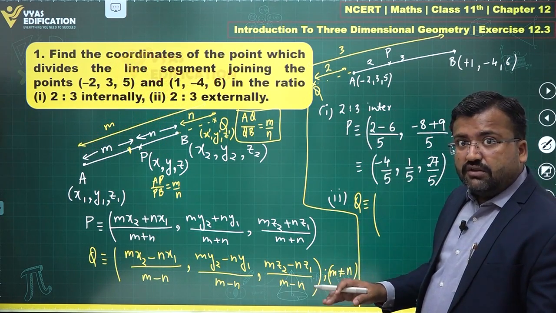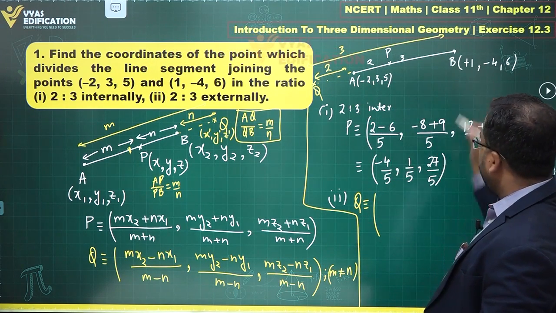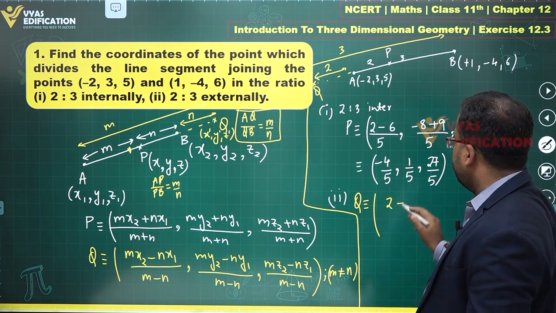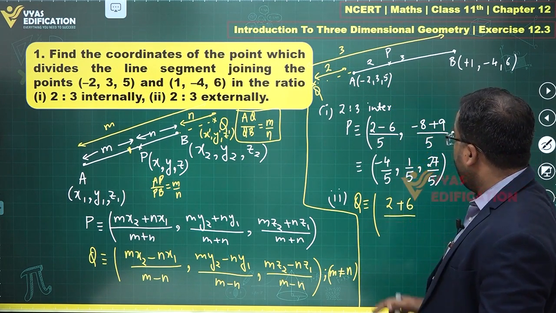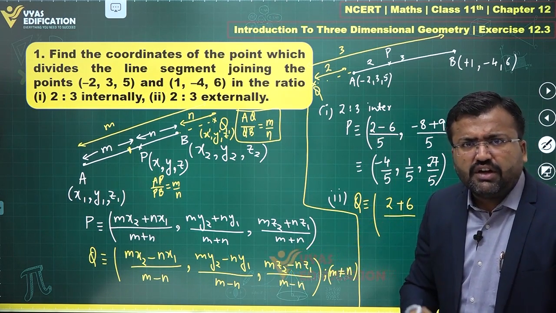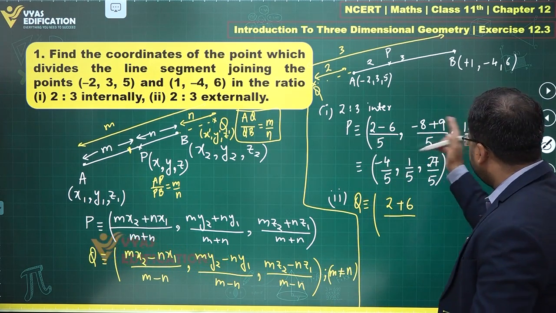Let's take a look at this question from the original aspect as we saw over here first. 2 into 1 will be 2, minus 3 into -2, which will become 6. Oh, this just becomes 2 plus 6 instead of 2 minus 6. Yes, that's the beauty of it. If you have found the internal point, then you can easily find the external division by simply interchanging these values.